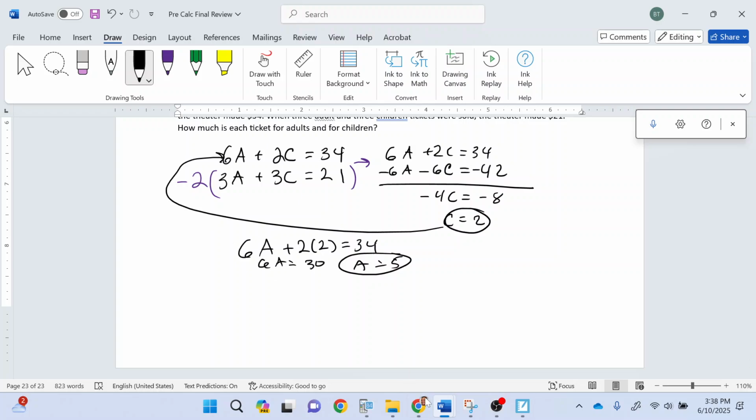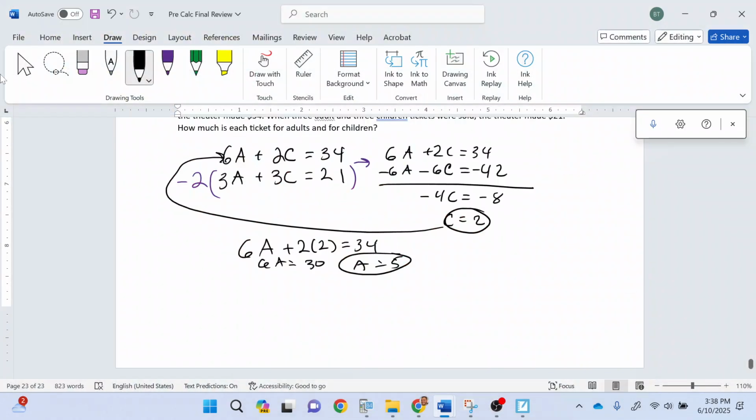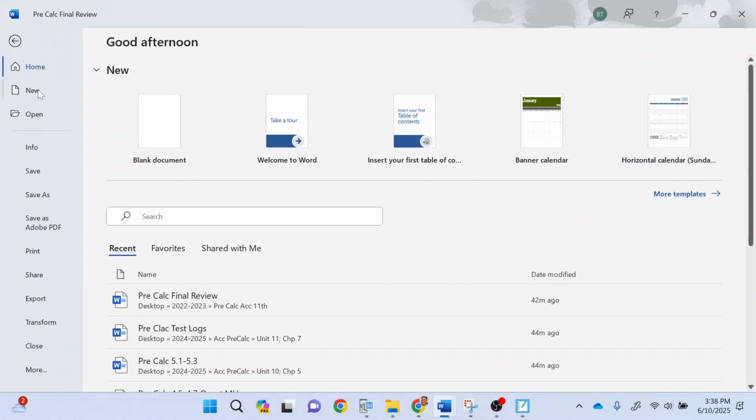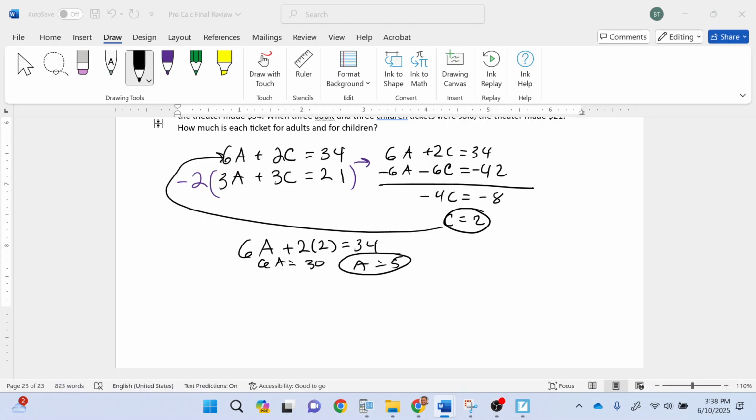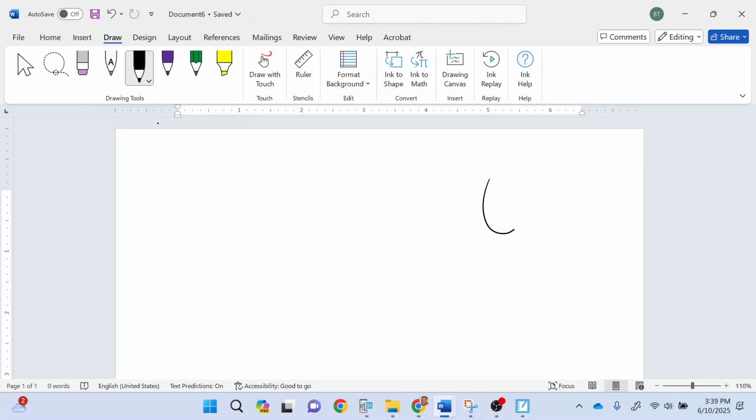I think I don't have anything for the ellipse, so I'm just going to tell you in terms of notes how ellipse works. Reminder, you have two types of ellipse. You have the wide ones and you have the vertical ones, okay?